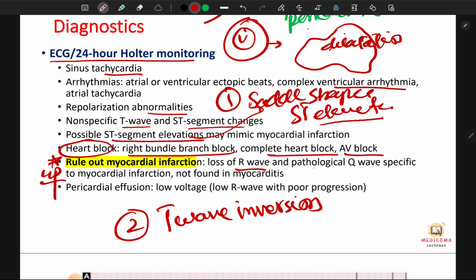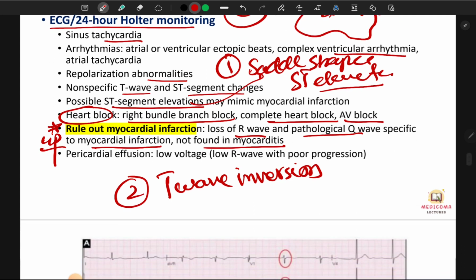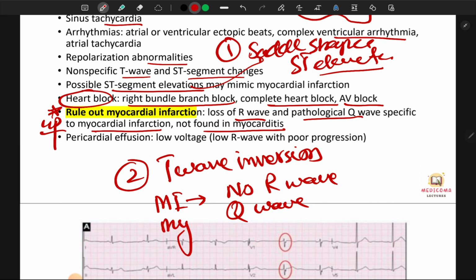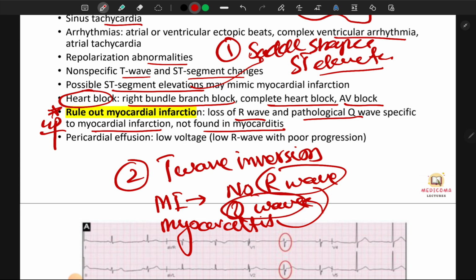Loss of R wave and pathological Q wave are specific to myocardial infarction but not found in myocarditis. If there is MI, there will be no R wave and there will be a Q wave. But in myocarditis there will be an R wave and no Q wave. So this is the opposite of myocardial infarction. Pericardial effusion, definitely low voltage.